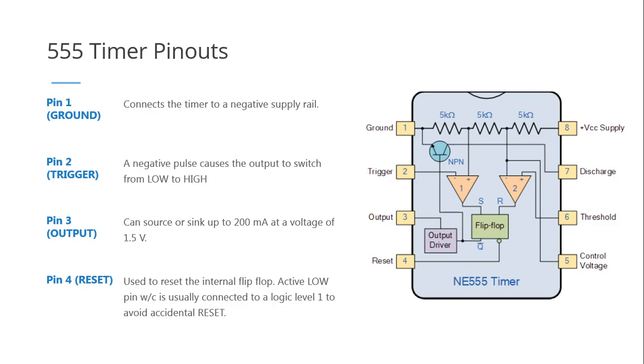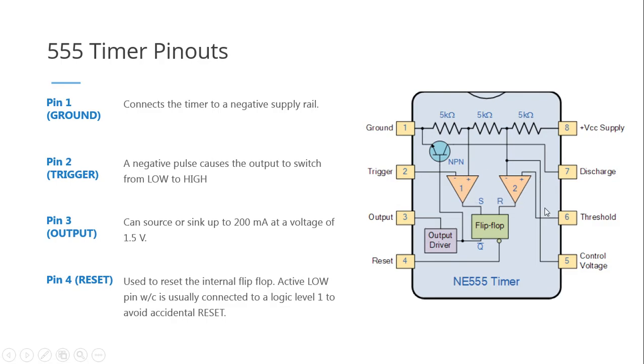By the way, before we go to pins 5, 6, 7, 8, let's look at the internal circuitry of a 555 timer. It actually contains 3 resistors. Usually it's in the 5 kilo ohm range. And these 3 5 kilo ohm resistors actually form a voltage divider inside the circuit. We have an NPN transistor. This is used as a discharge pin for the circuit design.